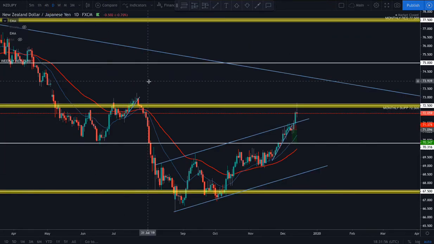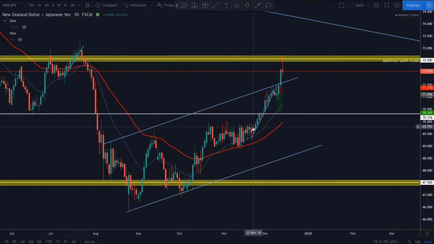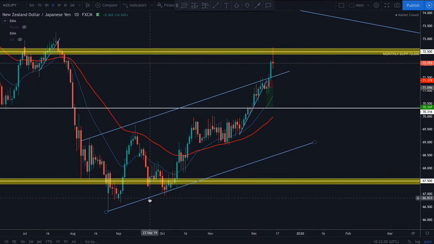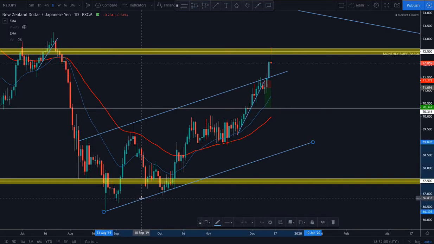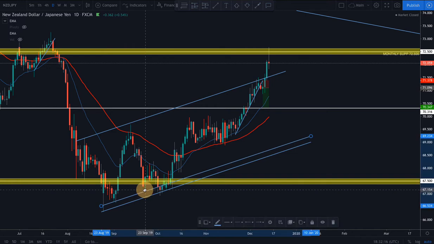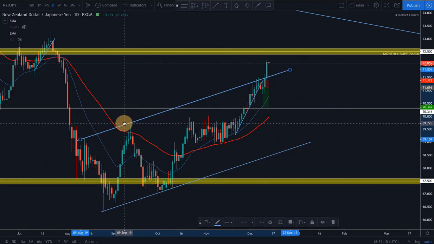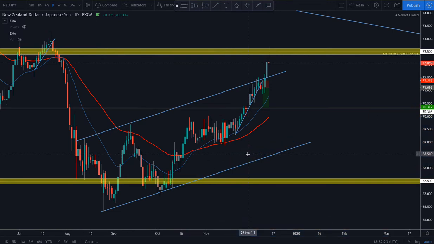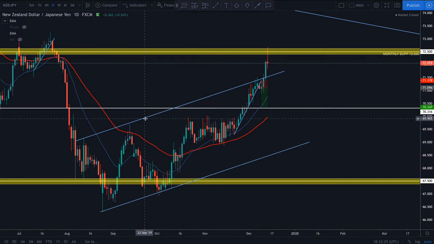When we go onto the daily, it's a little bit obvious. So we had this tweezer top. I drew this channel in. All I've done is I drew the lows and then I simply just copied this up like that, and you can see it's a perfect match. So it was just something I had just as an extra confluence.